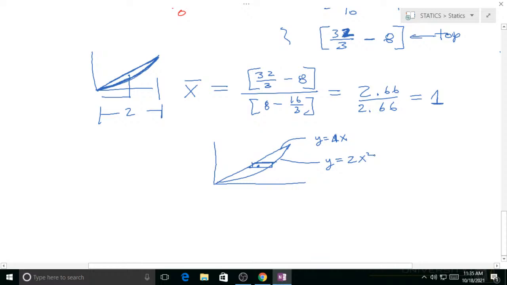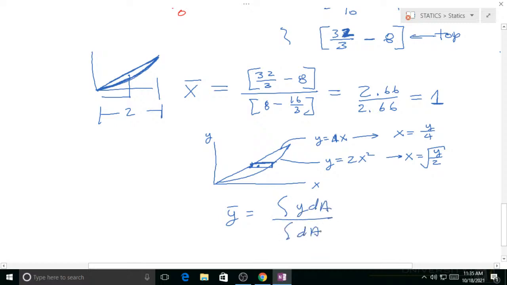So this time you've got to go from the bottom one to the top one, but you're going in terms of y. So what you do is you say x is equal to y over 4, and this one would be x equals the square root of y over 2. Isn't that awful? And so now if you're looking for a y bar, guess what you do? Integral of y dA over integral of dA.